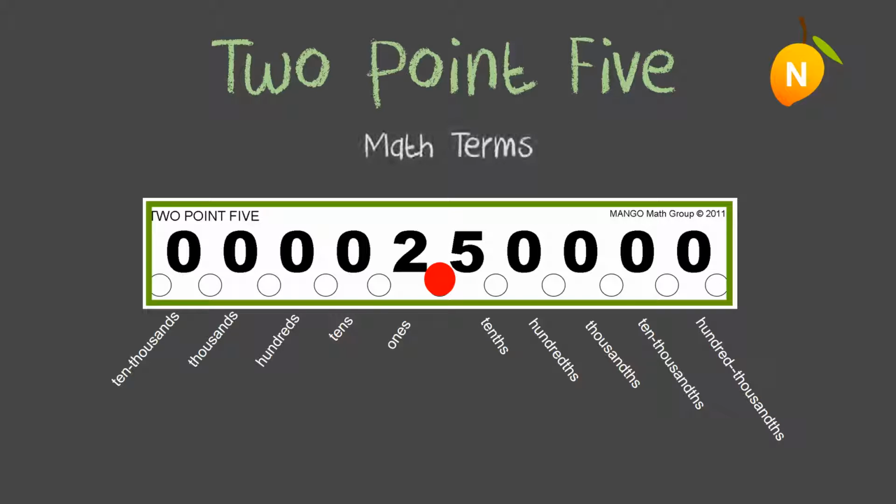2.5 has some math terms to help increase understanding. So this all deals with place value. So we have currently our decimal place between the 2 and the 5. So the place value goes along with where that decimal is currently at. So you have the ones, the tens, the hundreds, the thousands, the 10,000s, and then the tenths, the hundredths, the thousandths, the 10,000ths, and 100,000ths.